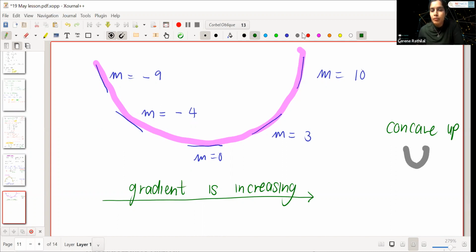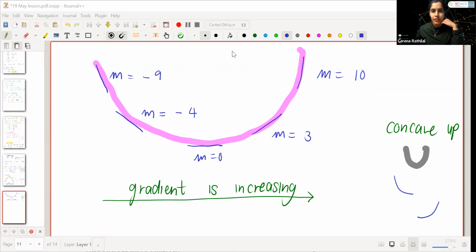So even if you see portions of this concave up shape, if you had to see, for example, this, that is still concave up. If we saw this, that is still concave up. So as long as you see that the gradient is increasing on the curve, it is increasing on this curve as we can see, then we call that concave up. Wonderful. Is everybody happy with what we've just gone through?